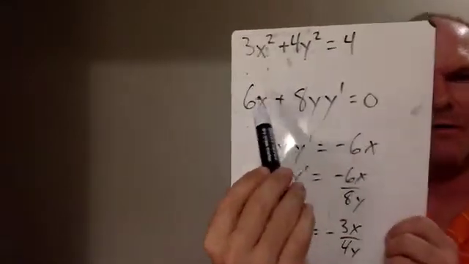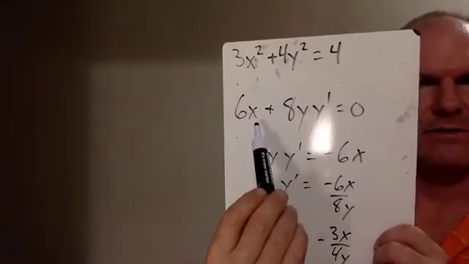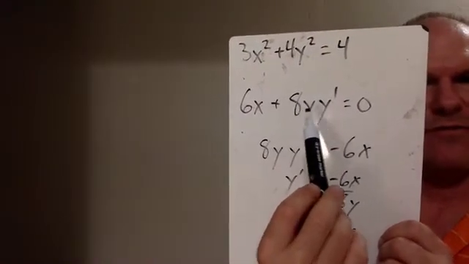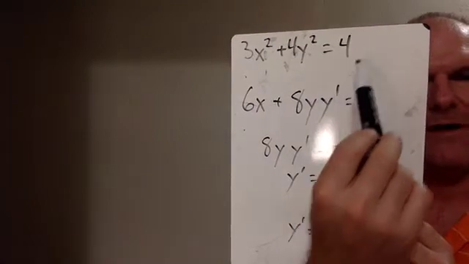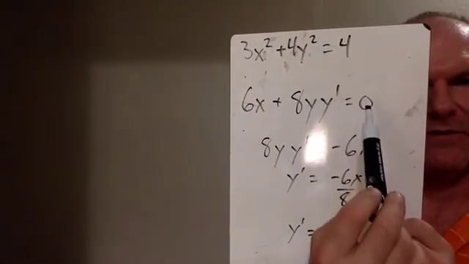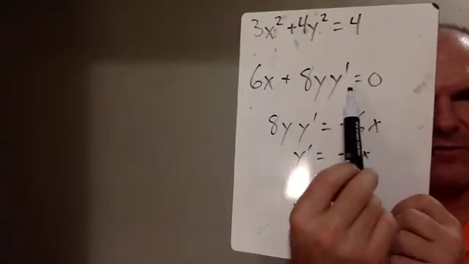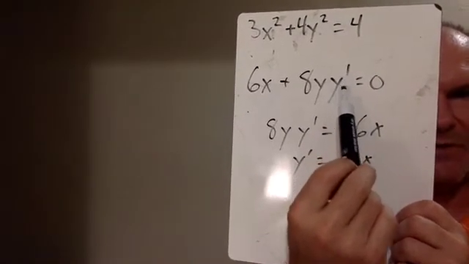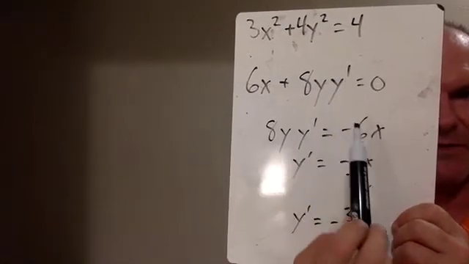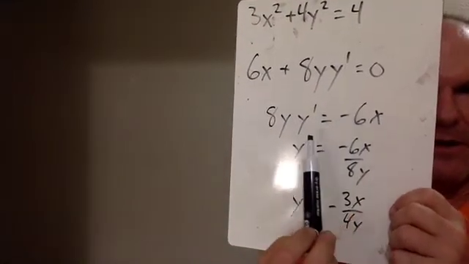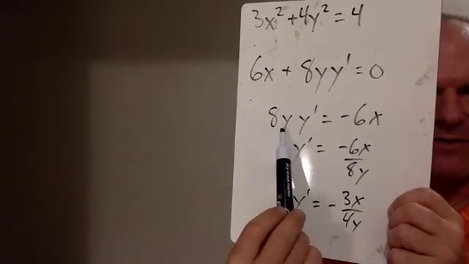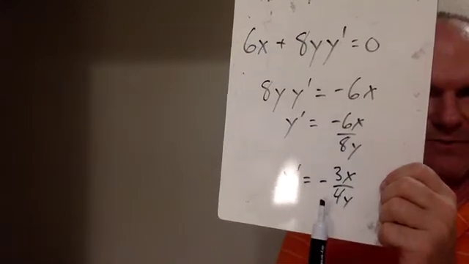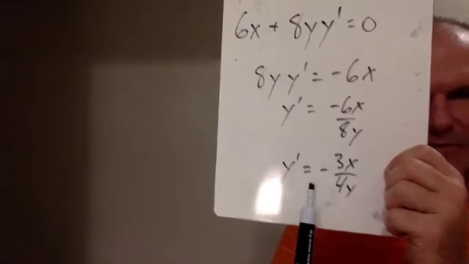Okay, so the derivative of 3x squared is 6x. The derivative of 4y squared is 8y, but we took the derivative of a y, so we got to have the y derivative. And the derivative of a constant is 0. Now we just solve the problem for the y prime, the derivative of y. So that means we have to get the 6x term to the other side, so we subtract it to the other side. And then we have to get the 8y to the other side, and it's being multiplied by the y prime, so we divide it to the other side. And then we simplify it, we just reduce our fraction, and we're done.